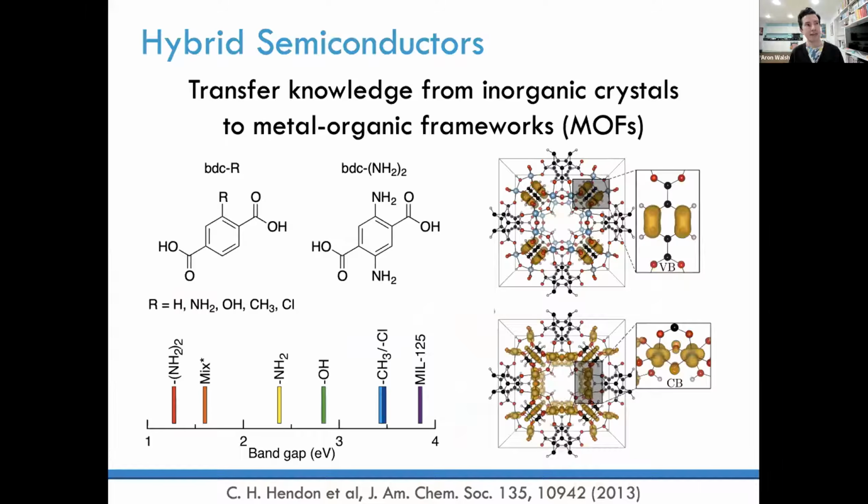So trying to translate concepts from semiconductor physics, things like band engineering, to the field of hybrid solids or metal organic frameworks. So in this particular case, taking quite a wide bandgap, but yet photoactive crystal, and making a series of substitutions on the ligands to try to control the band energies. So that was a pretty fun time.